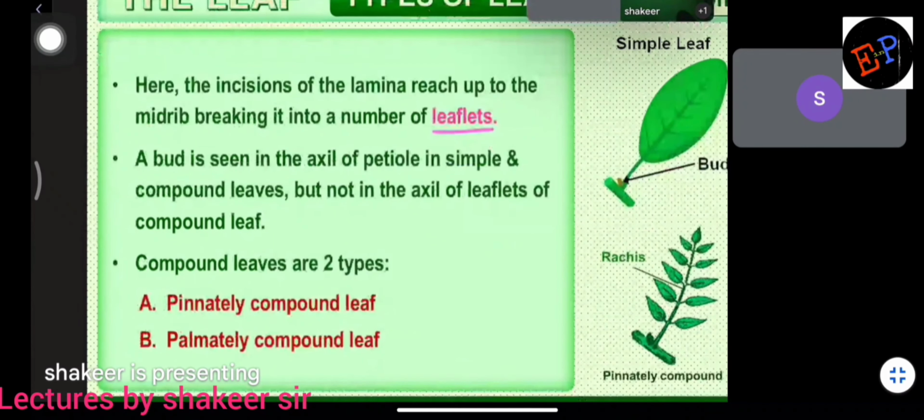So see here. A bud is seen in the axil of the petiole in simple and compound leaves, but not in the axil of leaflets of a compound leaf. Are you able to understand? So where do you see this bud? The bud is seen in the axil of the petiole. Axil of petiole means what? The starting point of the petiole will be there, no? The supporting structure will be there. There is where you see the bud. Are you able to understand? But the same bud you cannot see in the leaflets of the compound leaf. Have you understood anything? Okay.